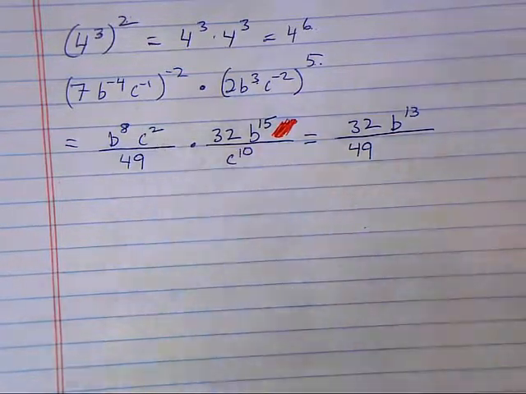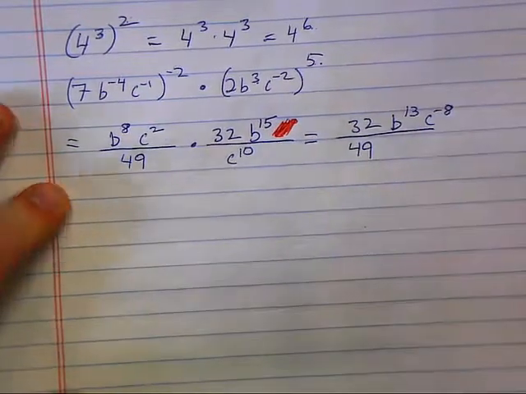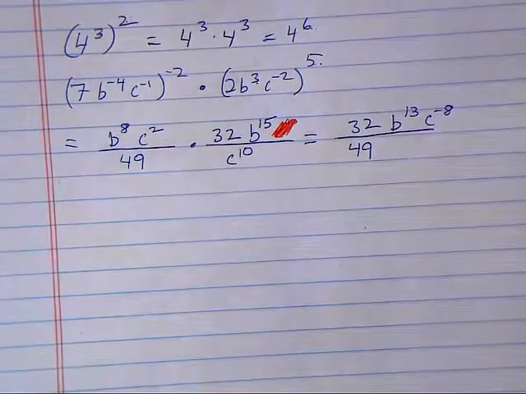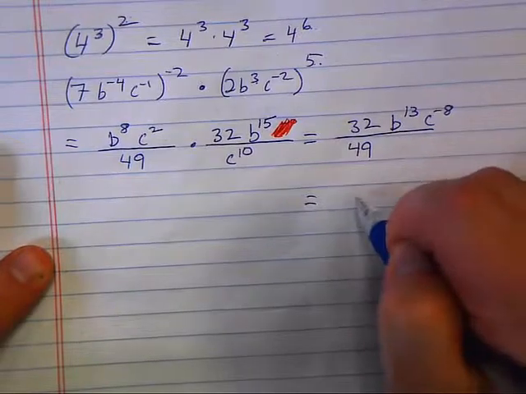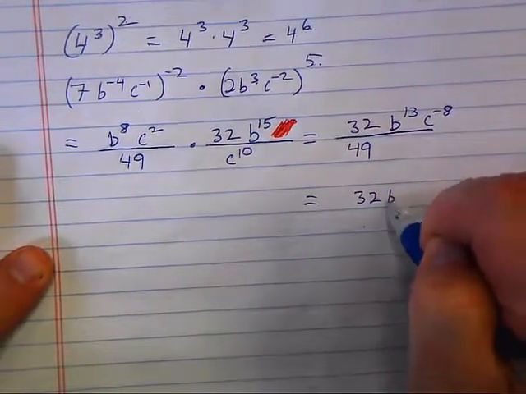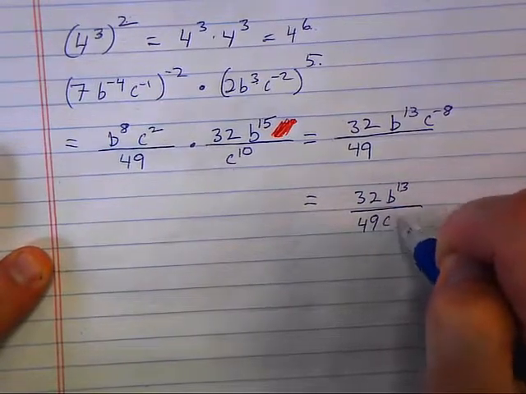Because if I were to subtract, I could write 2 minus 10 is negative 8. So I could put c to the negative 8 right there. But then what do I have to do with that c to the negative 8? I've got to push it down. So final answer, I would write 32 b to the 23 over 49 c to the 8.